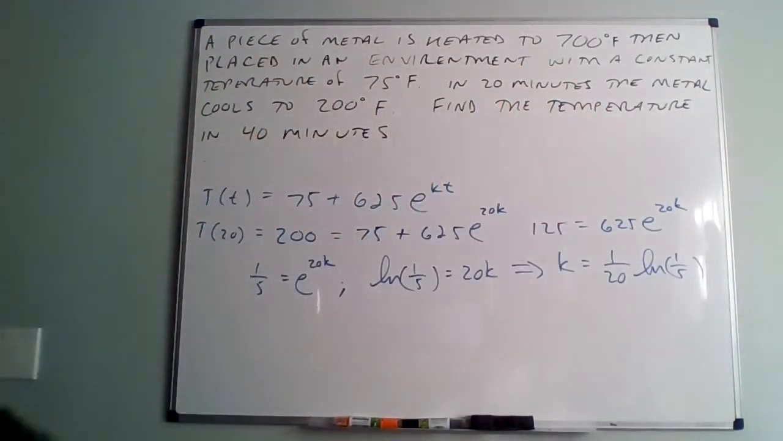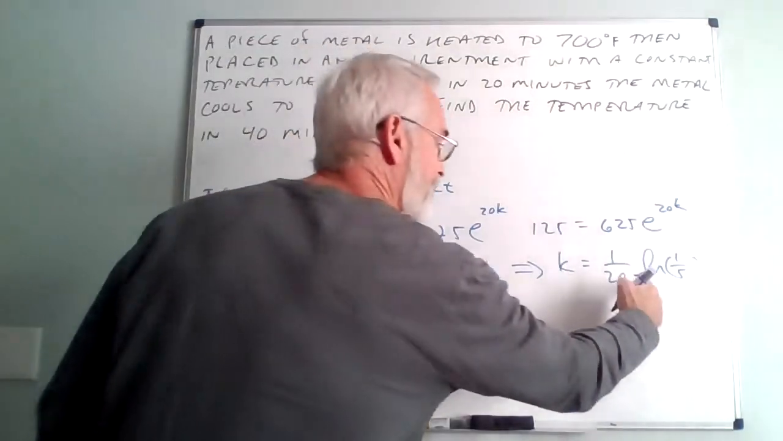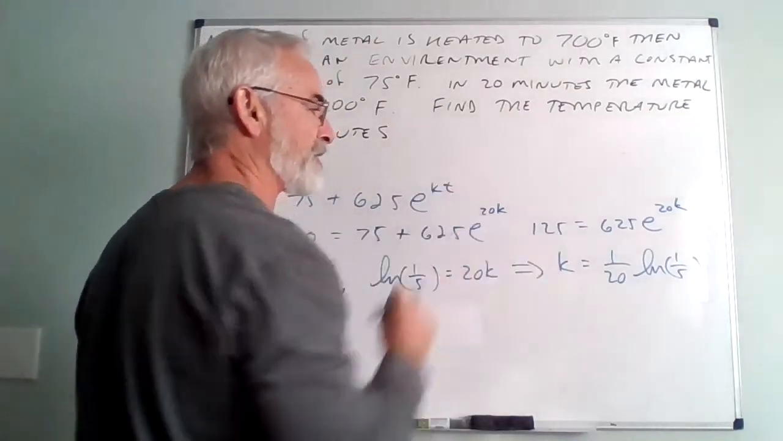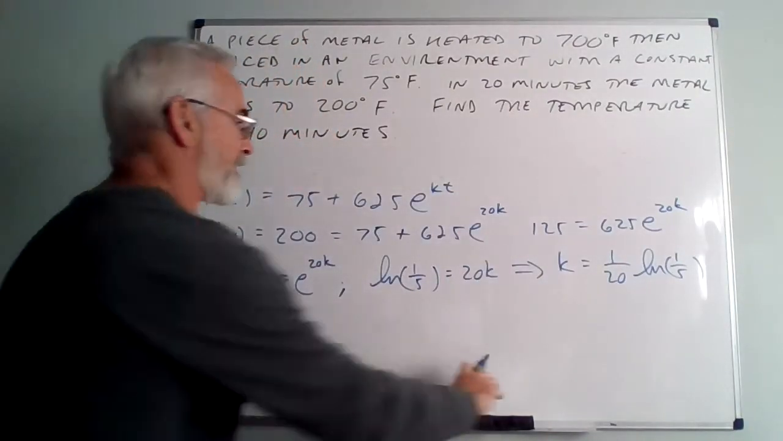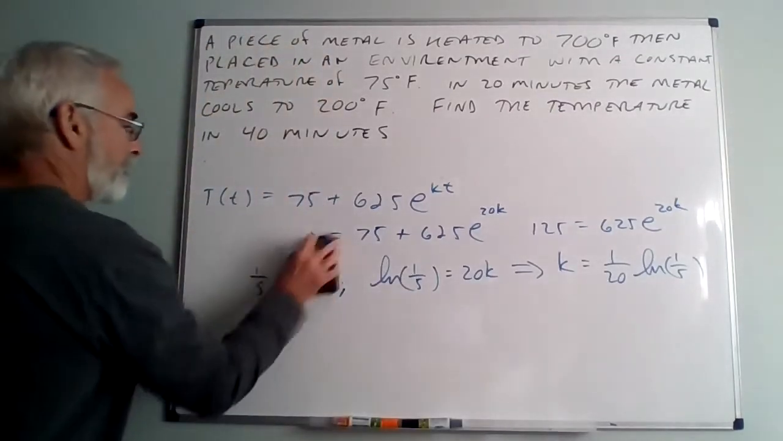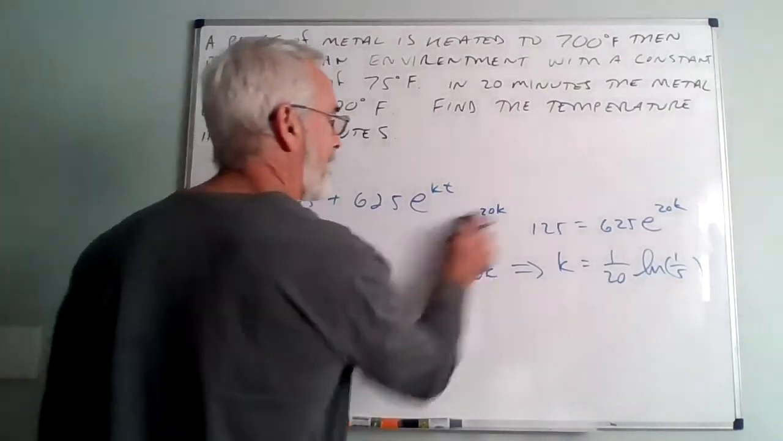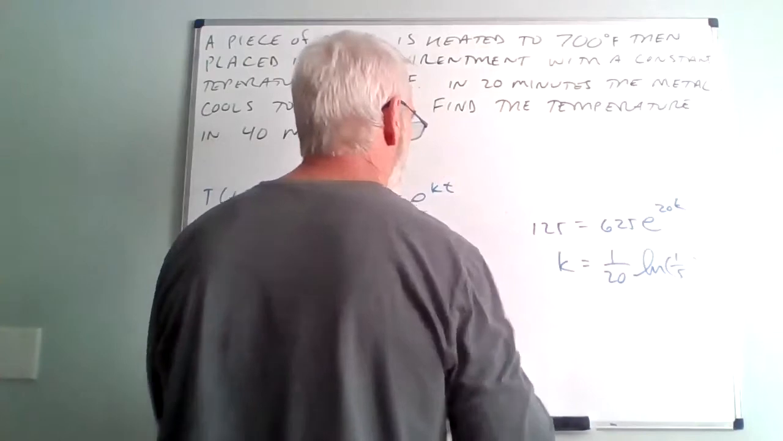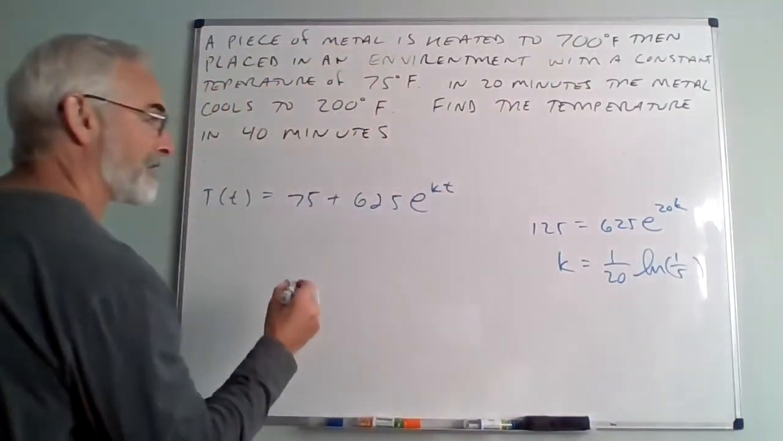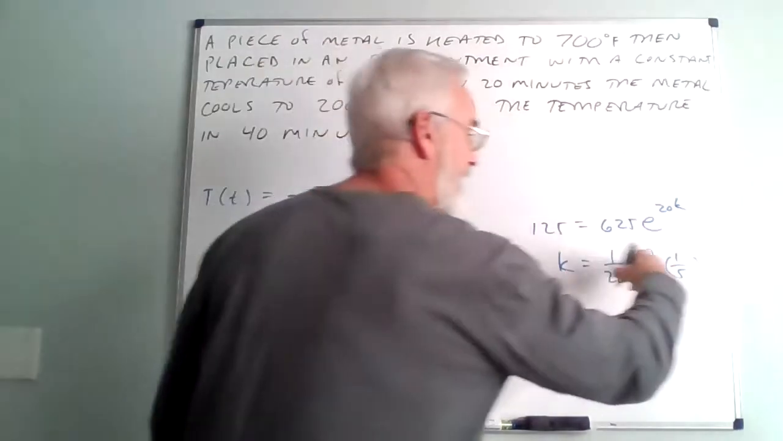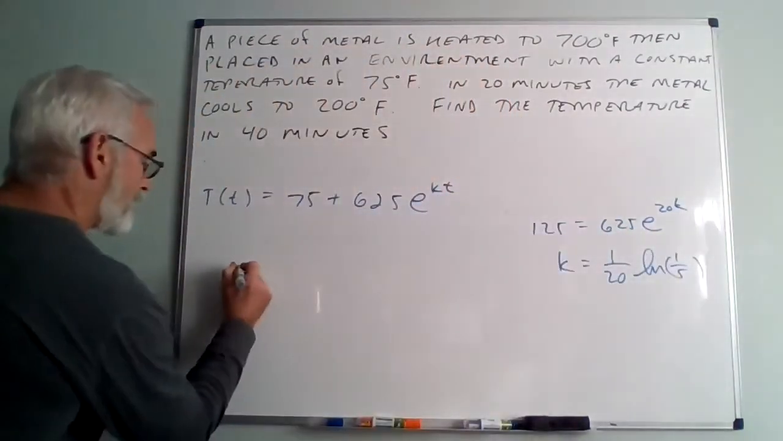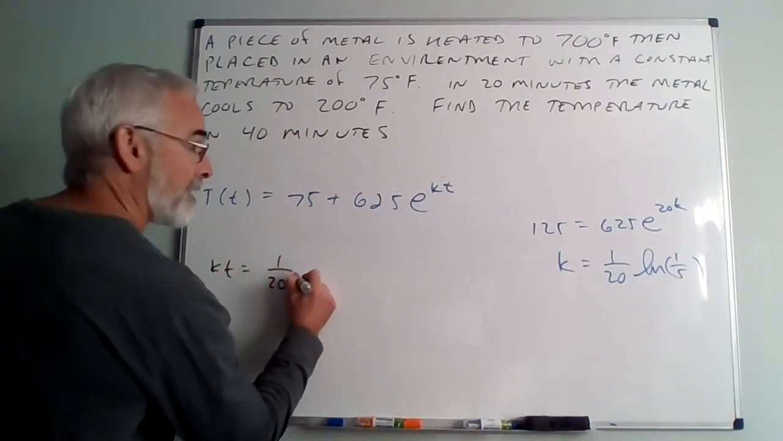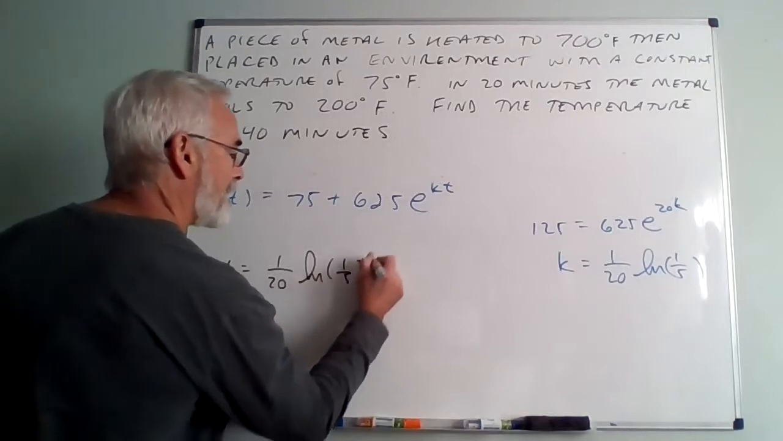Now, that's not a very friendly quantity, but here's the beauty. We're going to insert this into here, and since k is part of the exponent, I'm eventually going to have e to the log. So here's how this is going to work. Let's take that quantity right there and insert it here. I'm going to have e raised to this, so my exponent is k times t, which is 1/20 natural log of 1/5 times t.